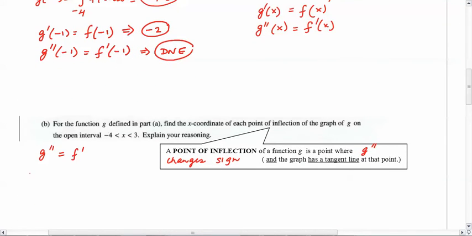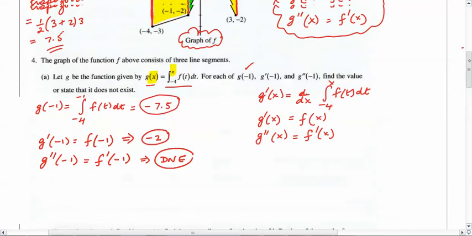So we want x coordinates, if there's more than one, where f prime changes sign. We can do that by making a sign chart, but actually in this particular case, it is not very hard to figure out what's happening.